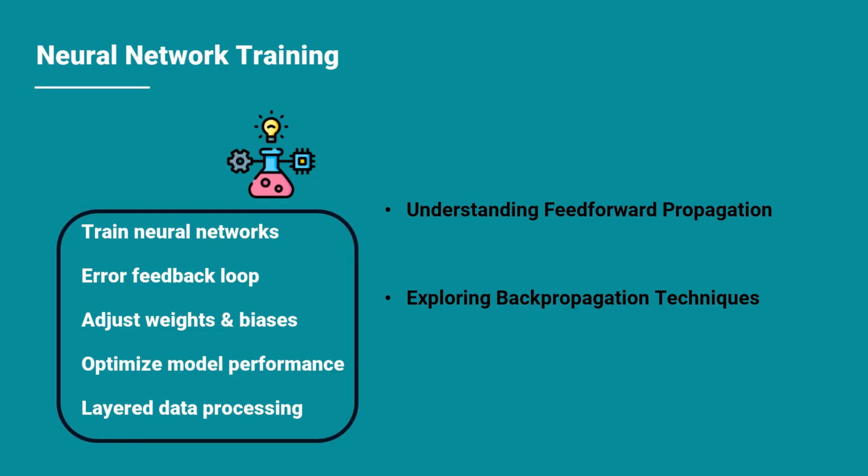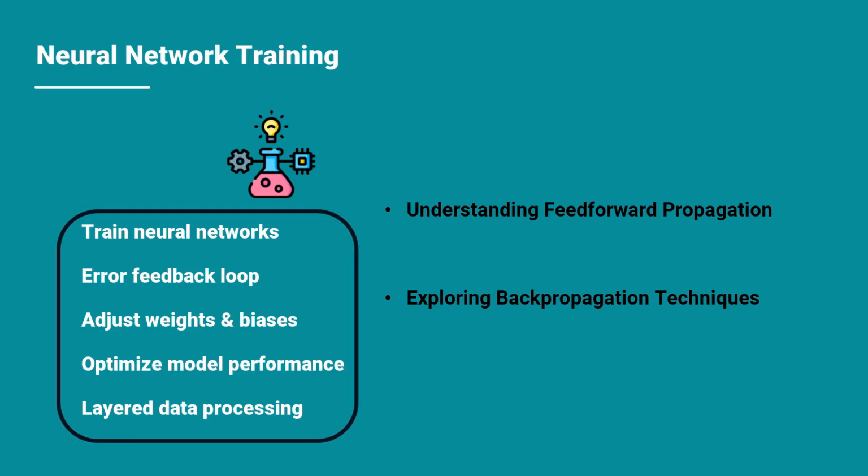First up, feed-forward propagation. This is where data travels through the network, layer by layer, from input all the way to output. Imagine it like a line of kids passing a ball down the line, each one getting the ball, doing something with it, and then passing it on. So during this process, each neuron in a layer takes inputs, applies weights and biases, and then with an activation function, it decides whether to pass the information forward. Sounds simple, right? Well, it gets a bit more intricate, as we'll soon see.